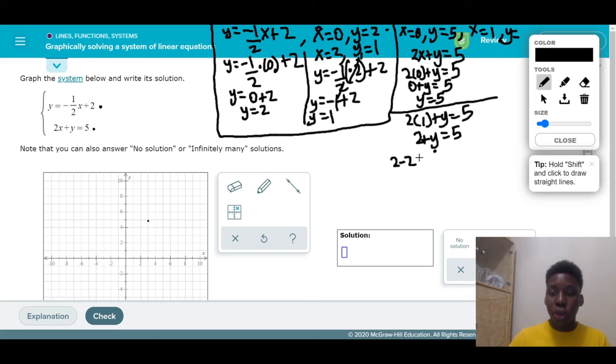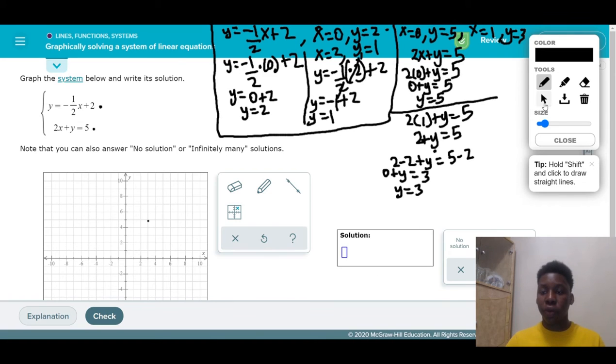So 2 minus 2 plus y equals 5 minus 2, right? Notice we minus 2 here, also minus 2 here. So 2 minus 2 equals 0, right? So that will be 0 plus y equals 5 minus 2, which equals 3. So 0 plus y is y, so y equals 3. So when x is 1, y equals 3.